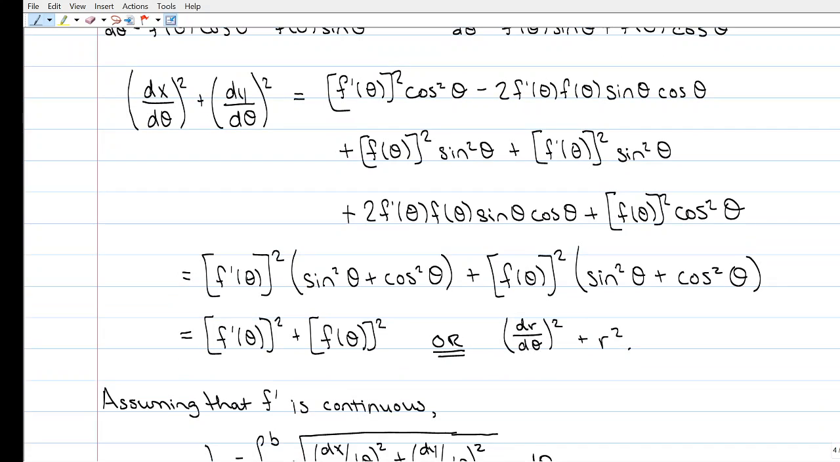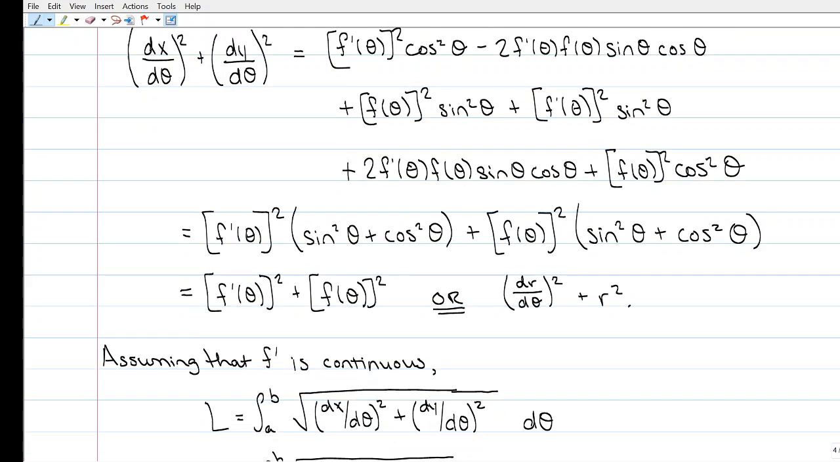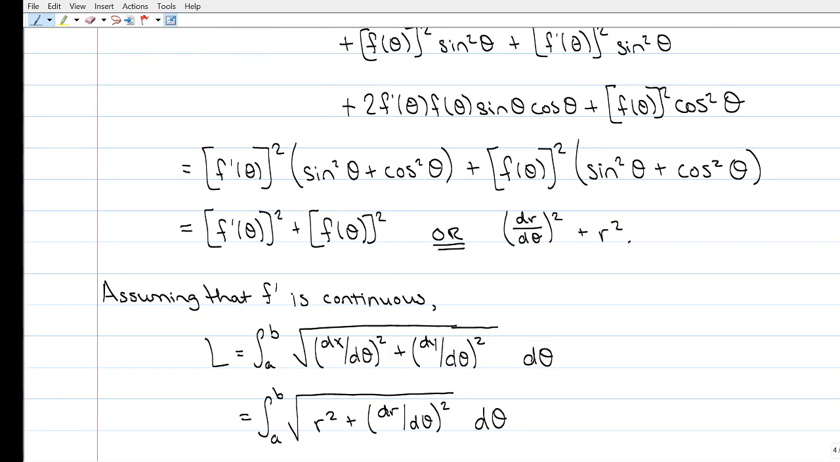Combining like terms, the 2 f prime of theta f of theta sine theta cosine theta terms cancel out. Factoring, I get f prime of theta quantity squared times the quantity sine squared theta plus cosine squared theta, plus f of theta quantity squared times the quantity sine squared theta plus cosine squared theta. Sine squared theta plus cosine squared theta by the Pythagorean identity is equal to 1. So we get f prime of theta quantity squared plus f of theta quantity squared. Or if you prefer the dr d theta notation, we have dr d theta quantity squared plus r squared.